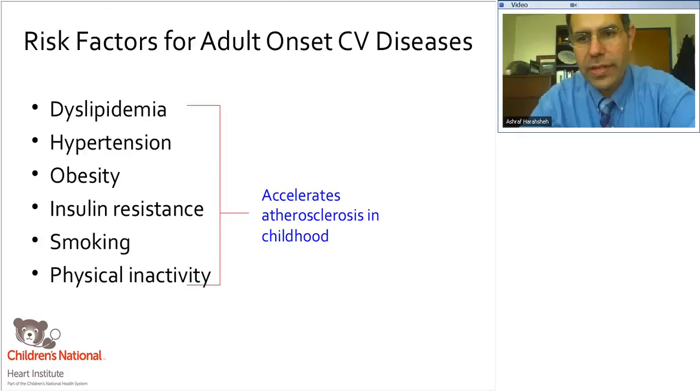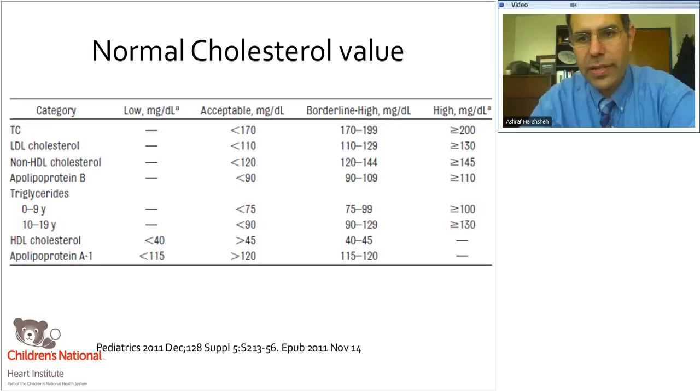There are many conditions that can lead to adult-onset cardiovascular disease. Hyperlipidemia is one of them. Hypertension, obesity, diabetes and insulin resistance, smoking, and physical inactivity are all other risk factors. I'm sure you have seen similar tables. These are the normal values. And in pediatrics, we really are looking at the 75th percentile for our values to be the normal values. Anything above the 95th percentile is what we will consider abnormal, that will need further intervention.